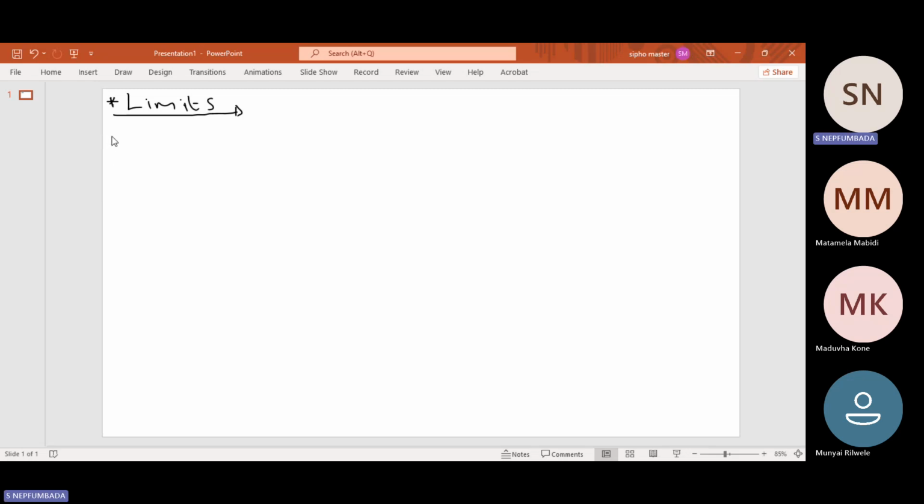So we must use the rules when we're talking about the limits. Let's say we've got the limit of x approaching a. May you please log out and log in?